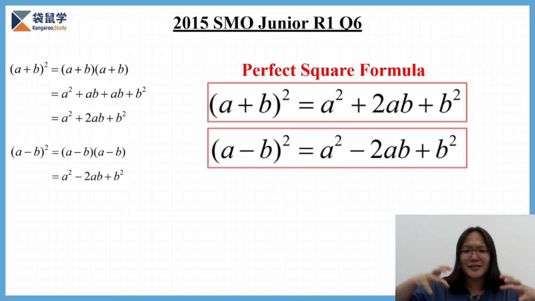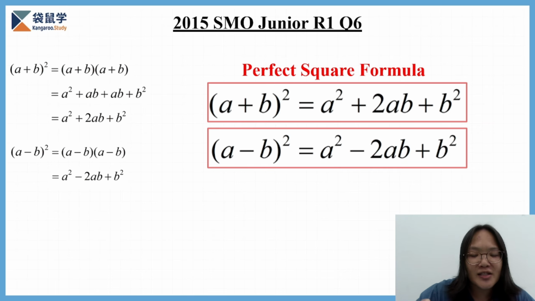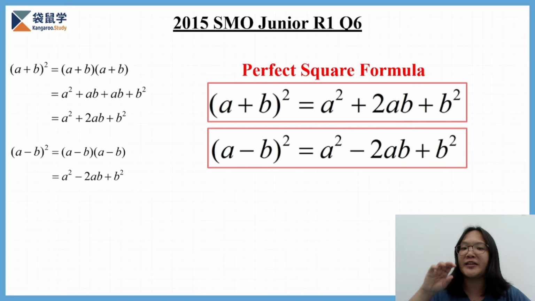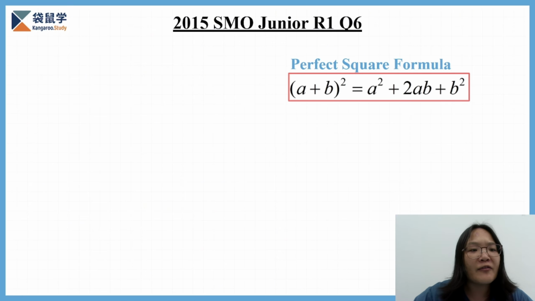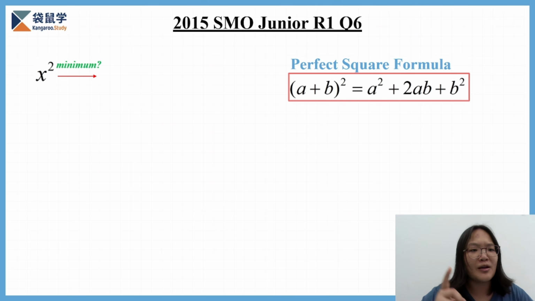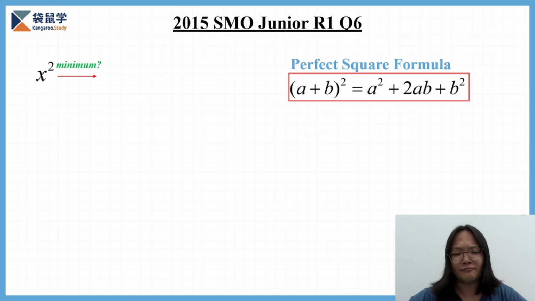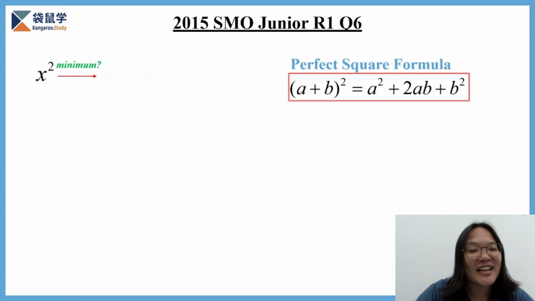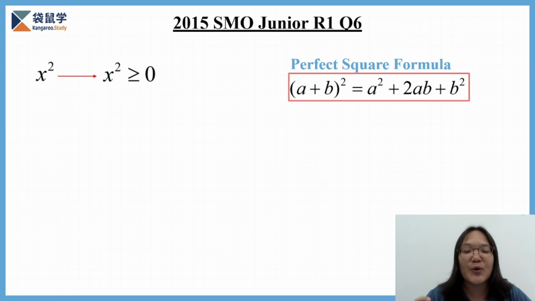So, having obtained these two formulas, next, let's look at the squares and how it's linked to finding minimum. So, if we have x squared, let's say, and x is a real number that can take any value, tell me, what is the minimum value for this x squared? It should be 0, exactly. So, any square should be non-negative, and we know the minimum value is 0.